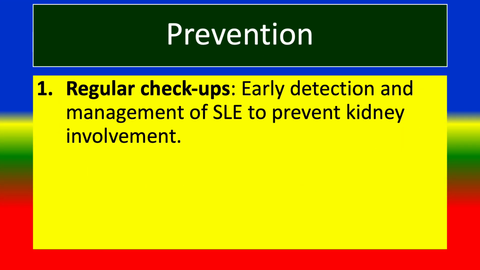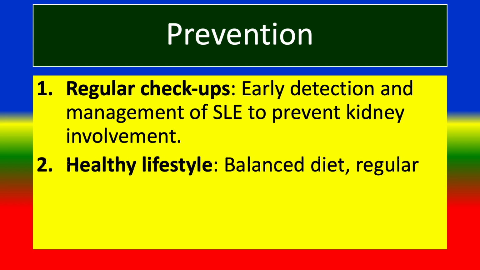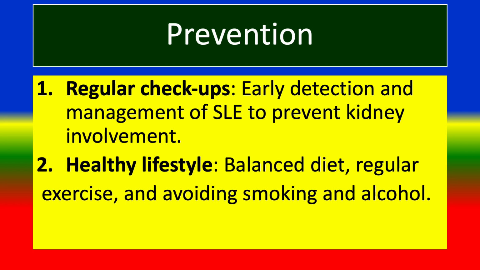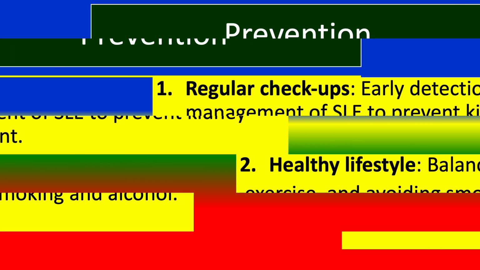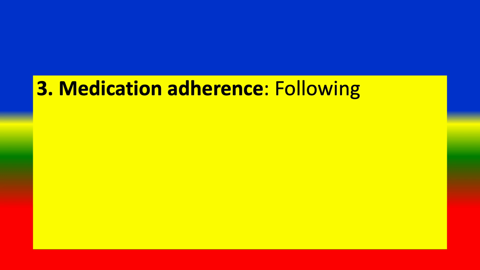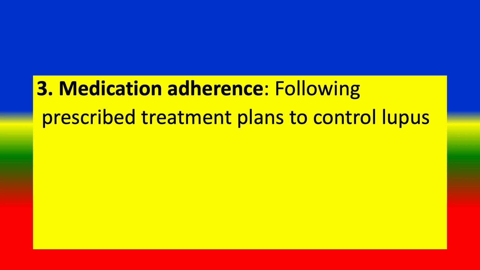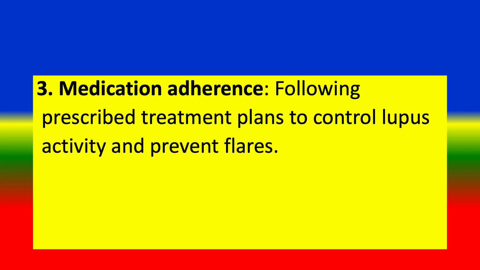Prevention: 1. Regular checkups, early detection and management of SLE to prevent kidney involvement. 2. Healthy lifestyle, balanced diet, regular exercise and avoiding smoking and alcohol. 3. Medication adherence, following prescribed treatment plans to control lupus activity and prevent flares.